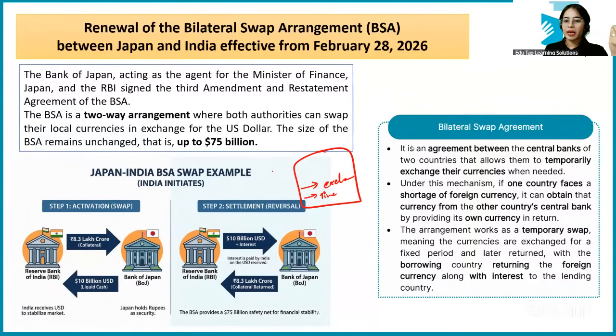Okay. So bilateral swap arrangement, in the document, it has been clearly laid down that it is an agreement between the central banks of two countries that allows them to temporarily exchange their domestic currencies with the dollars. Under this mechanism, if one country is facing a shortage of dollars, it can use its domestic currency to get the dollars from the other country. This arrangement works on a temporary swap basis.